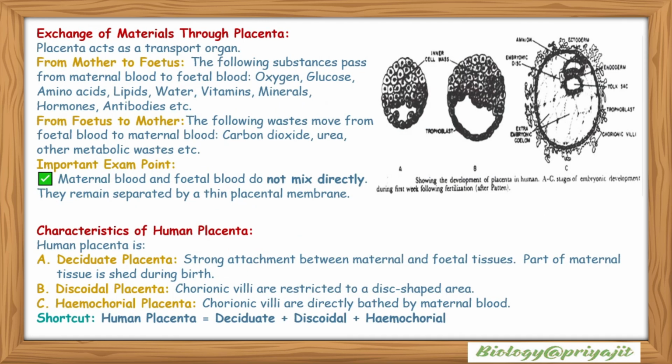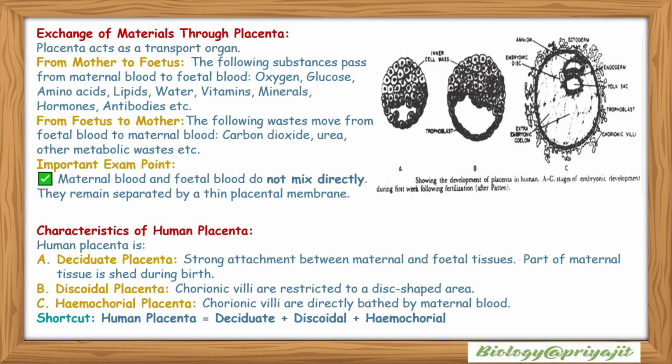Exchange of materials through placenta. Placenta acts as a transport organ from mother to fetus. The following substances pass from maternal blood to fetal blood: oxygen, glucose, amino acids, lipids, water, vitamins, minerals, hormones, antibodies, etc. From fetus to mother, the following wastes move from fetal blood to maternal blood: carbon dioxide, urea and other metabolic wastes, etc. Maternal blood and fetal blood do not mix directly, they remain separated by thin placental membrane.